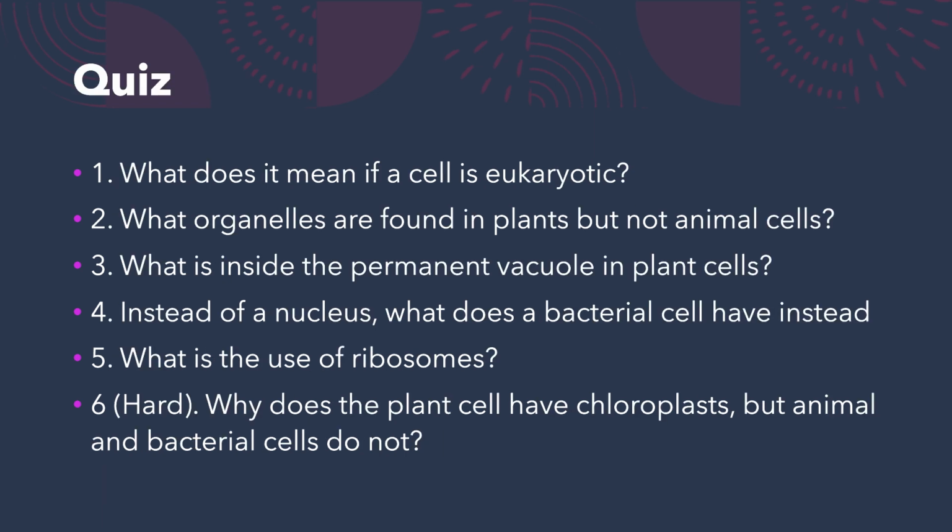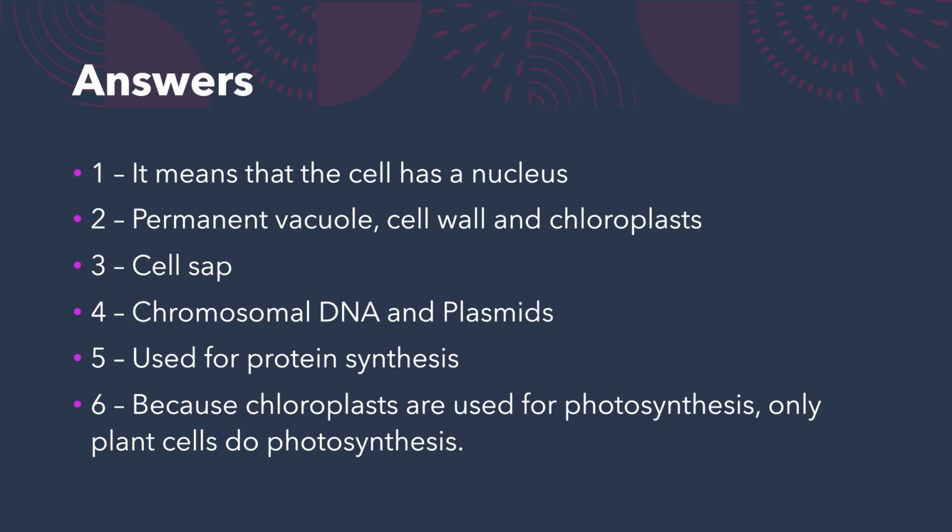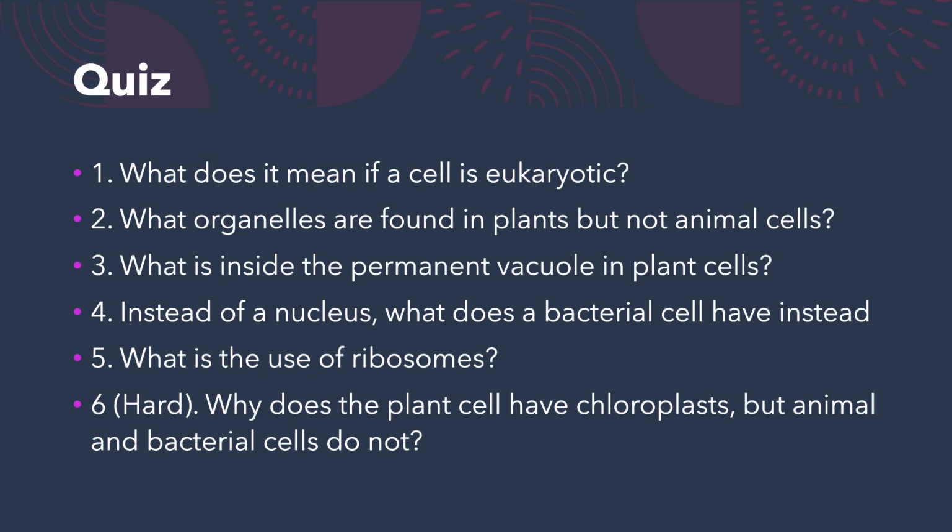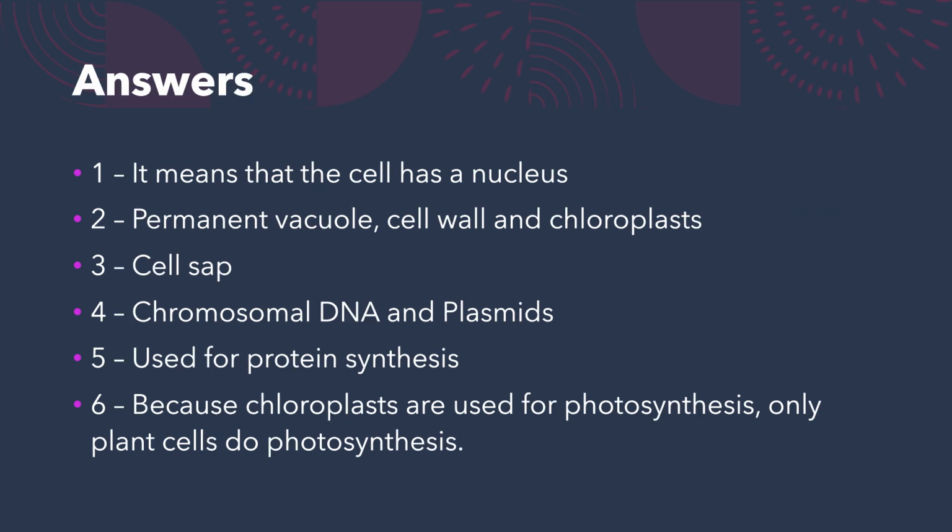Fifth question. What is the use of ribosomes in cells? So they're used for protein synthesis, okay? Lastly, the hard question. Why do plant cells have chloroplasts, but animal and bacterial cells don't? So this is because chloroplasts are used for photosynthesis, and only plant cells do photosynthesis. Okay, so as you probably know, we don't do photosynthesis, and we're animals that have animal cells. Bacterial cells don't do photosynthesis either because they get their food and energy in a different way.